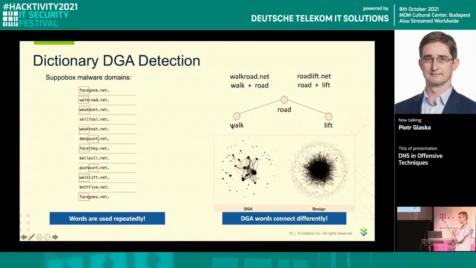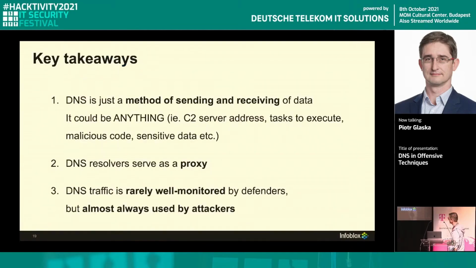And if you build such a graph for legitimate domain names, it will look like this one here. But for dictionary DGA malware, you will see something like that. Those black spaces are basically those words which were repeated, which means words from the dictionary. So even without having a malware sample, we can say what kind of dictionary this malware is using, and we can predict what kind of domains it will be using. So very interesting approach.